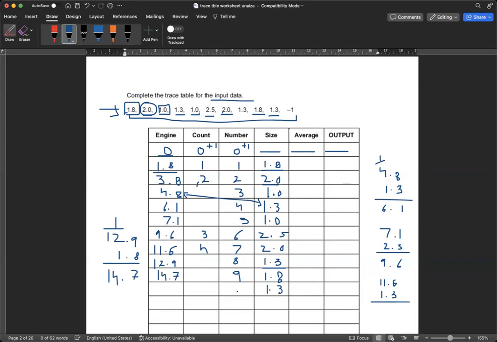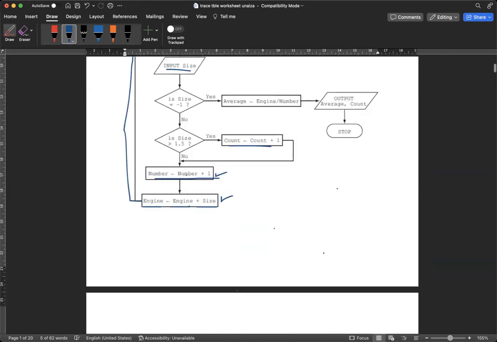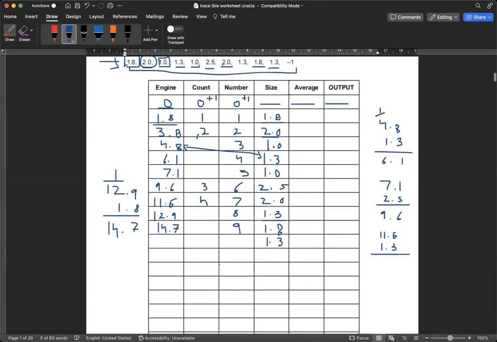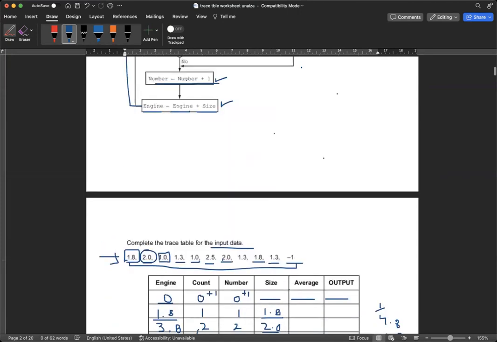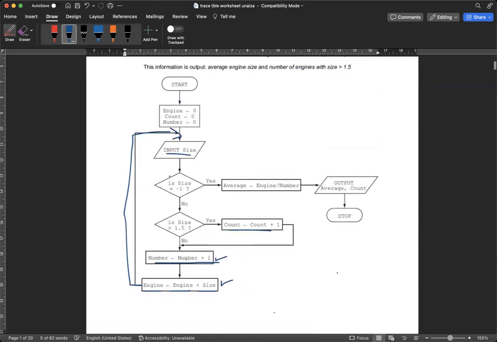1.3. Is 1.3 equal to negative 1? No. Is it greater than 1.5? Yes. So 10. And what is the answer now? Size is 1.3, so 15. Okay, 15. What is the next value? Next value is -1. So minus one is equal, yes. So average engine, minus one, yes.